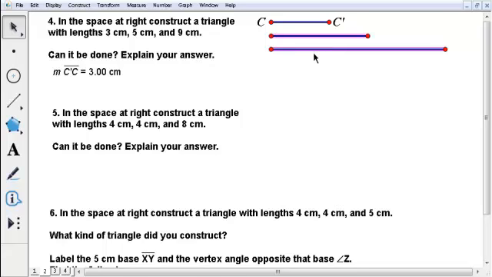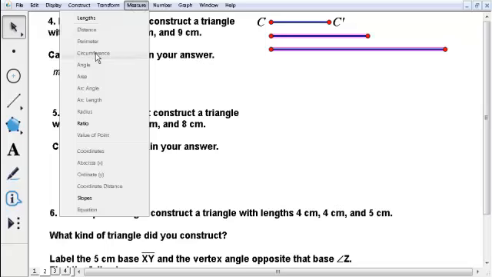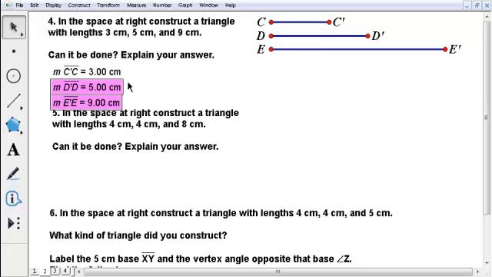If I wanted to measure these to confirm that they're the right measurements, I can select them both at the same time and hit measure. The lengths will appear right below the previous one. So here are my sides of 3, 5, and 9. All right, now that's just setting it up.